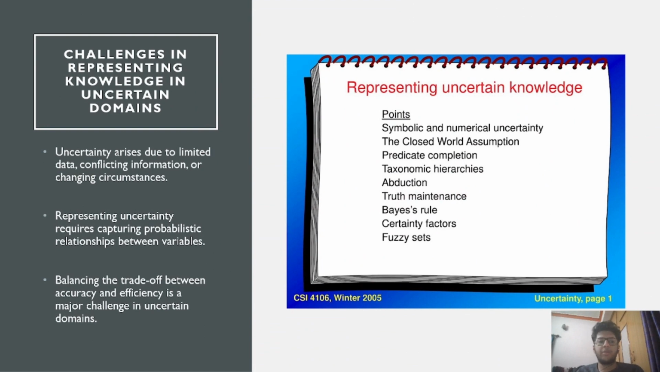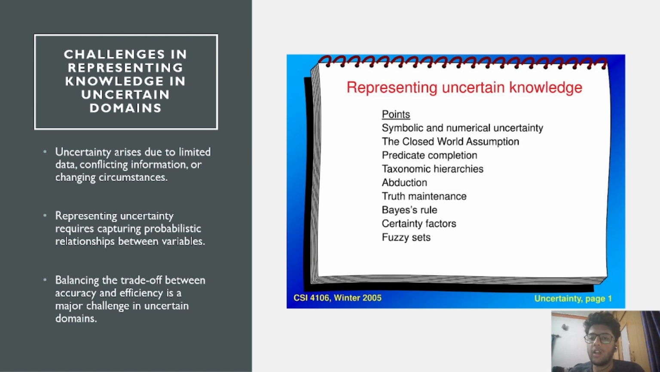So the challenges in representing the knowledge in uncertain domains are that uncertainty arises due to limited data or conflicting information or changing circumstances. That is, it may change over an instant, so it may keep changing dynamically. Representing uncertainty requires capturing probabilistic relationships between the variables, that is, from the previous state to the next state to the next state. So that is the transition states. Balancing the trade-off between accuracy and efficiency is a major challenge in uncertain domains, because for the AI systems to be accurate, the efficiency also must be pretty good. So balancing it off is a pretty neat task.